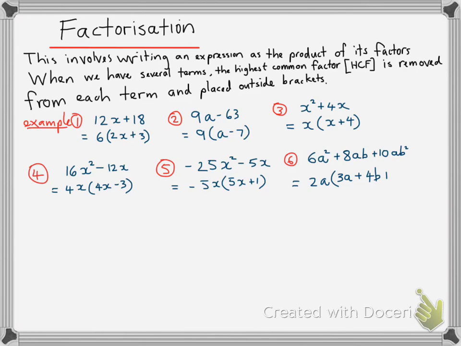And the last term is 10ab squared. I want to get a 10, so I'm going to need a 5. Now I've already got an a outside the bracket, so I don't need to introduce an a, but I do need a b squared. And that's it.